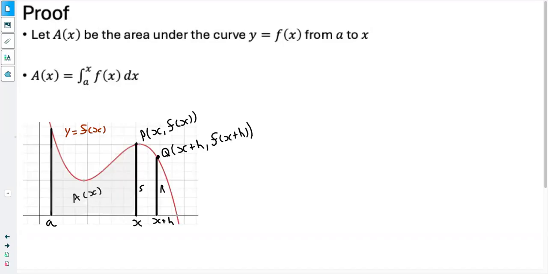So let A of x be the area under the curve y equals f of x from a to x. So therefore we can say A of x is equal to our integral from a to x of f of x dx.